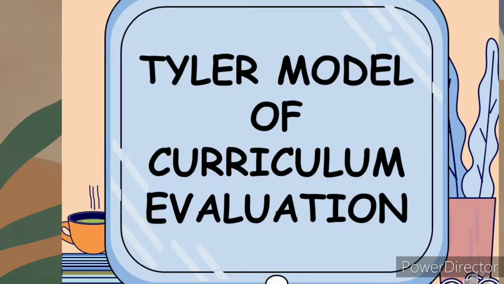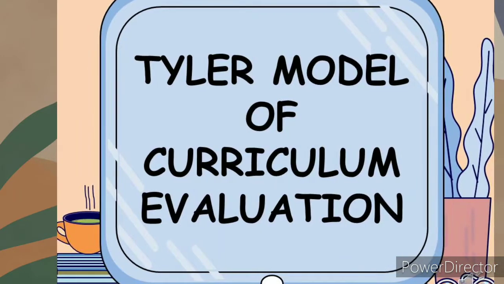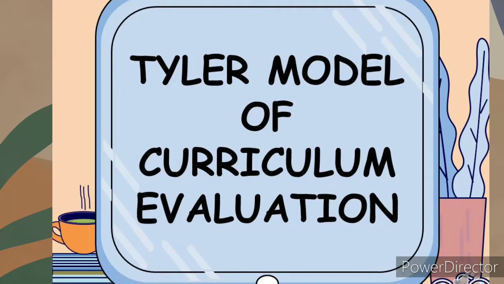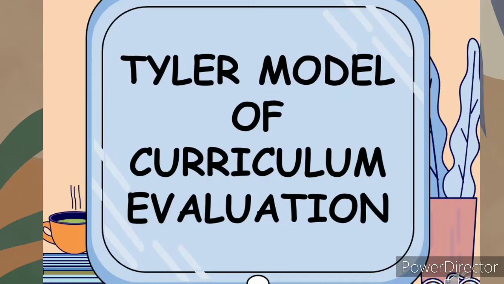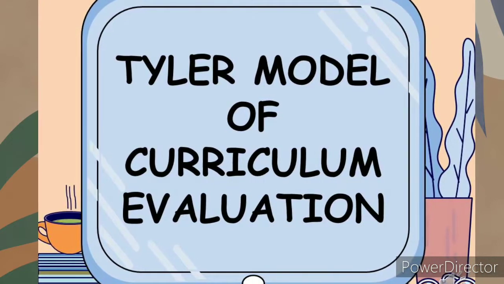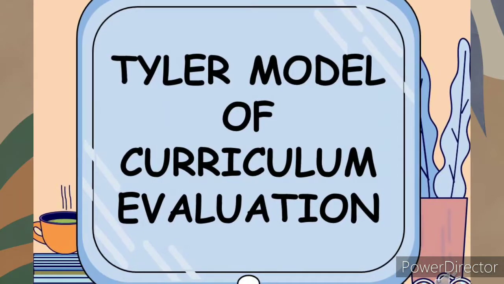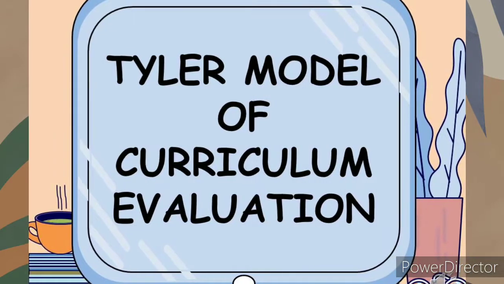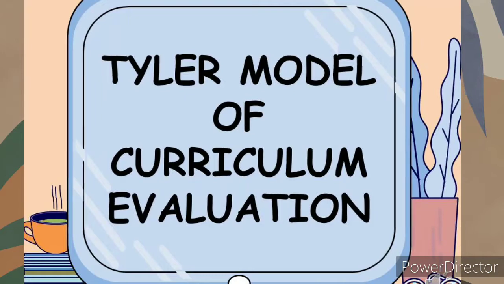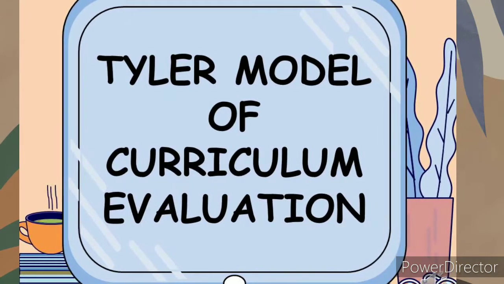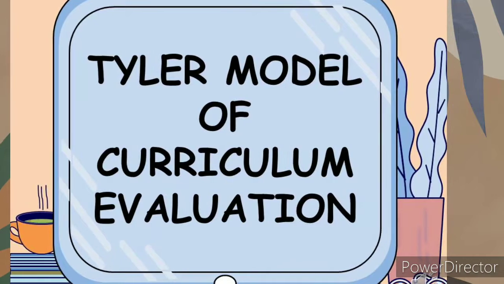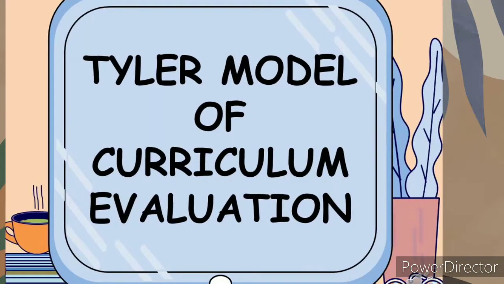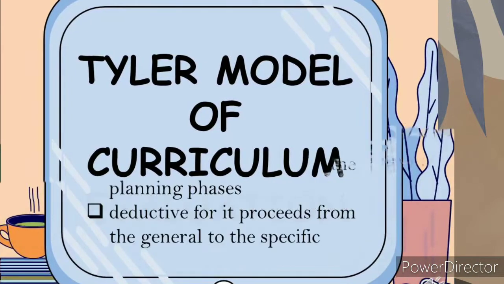The Tyler model of curriculum evaluation is the second curriculum evaluation model that we will talk about. Ralph Tyler, 1902 to 1994, published more than 700 articles and 16 books. He is best known for the Basic Principles of Curriculum and Instruction, which is based on an 8-year study. Tyler posits that the problem with education is that educational programs lack unmistakably defined purposes.